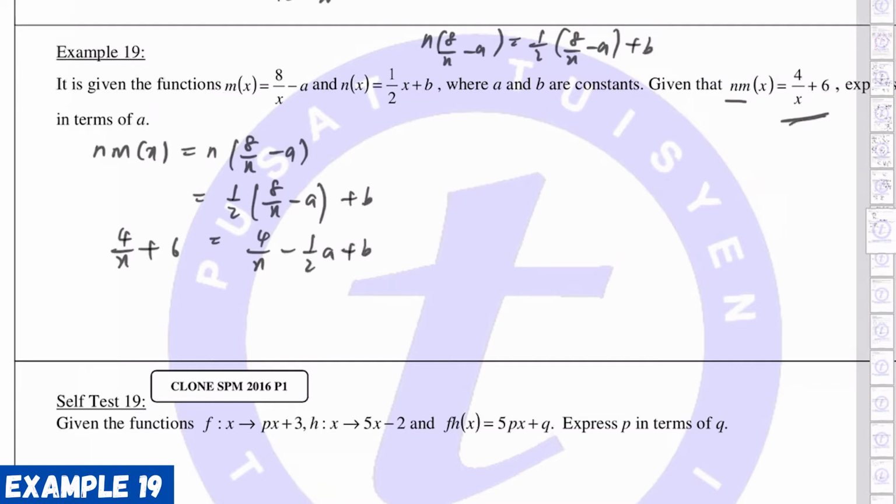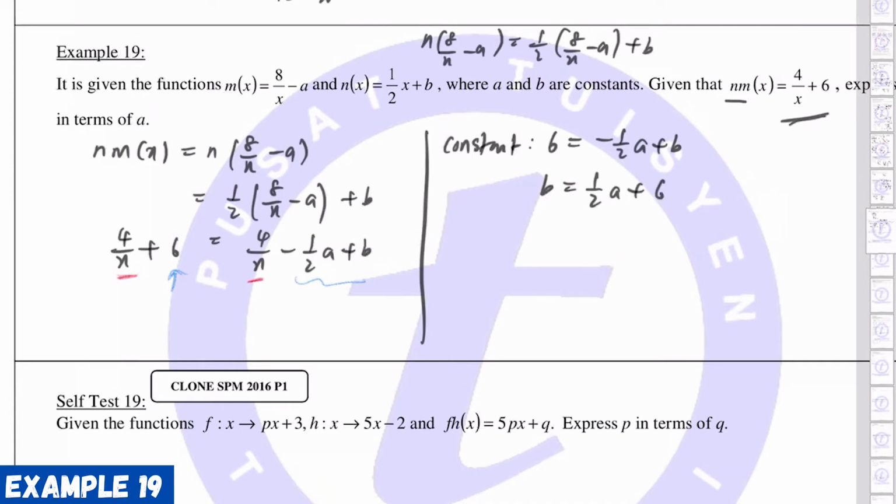So what we can do is we can compare. Now, no point comparing these two. You can see these two are actually the same now. So what we want to compare is the one without any x. We call this a constant. So if you want to compare the constant, we can write, comparing constant, 6 is now negative half a plus b. Since I'm finding b in terms of a, I'm going to bring this over. b is half a plus 6.